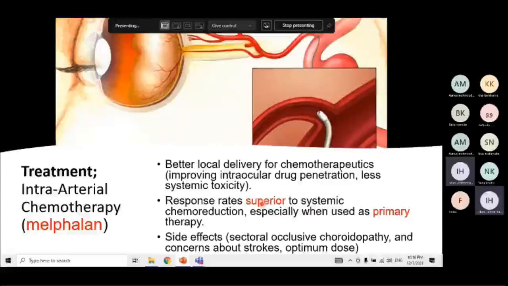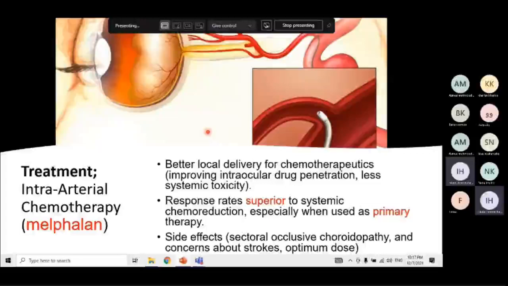You can imagine how badly the children do with systemic chemotherapy, starting from loss of hair, loss of weight, loss of appetite, loss of immunity. So it's not an easy journey. So if you can deliver it locally, it gives a better response, but it's not easy and it's not cheap. Response rates are superior to systemic chemotherapy or systemic chemoreduction, especially as primary therapy. So if you do it, it will cause more shrinkage of the tumor because it's focused on the tumor.